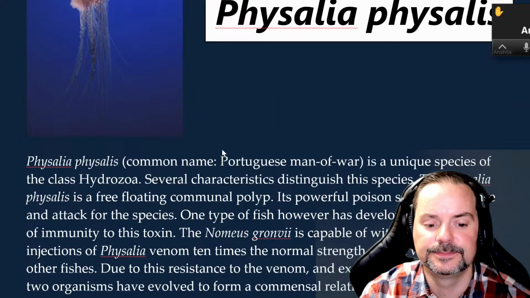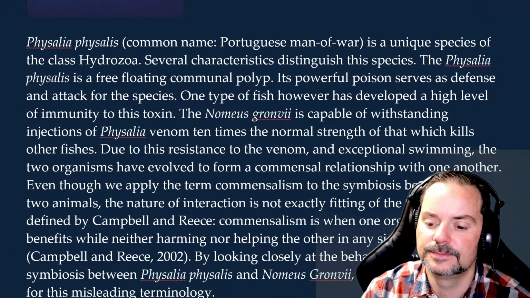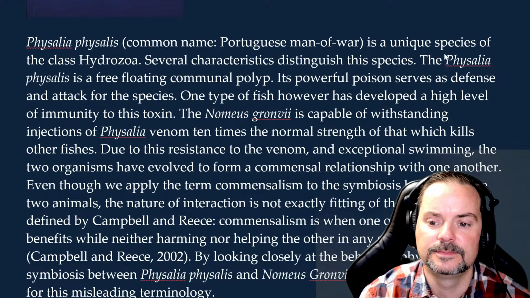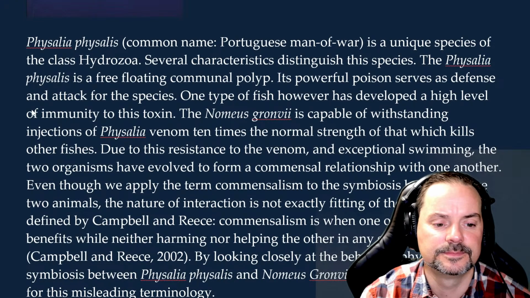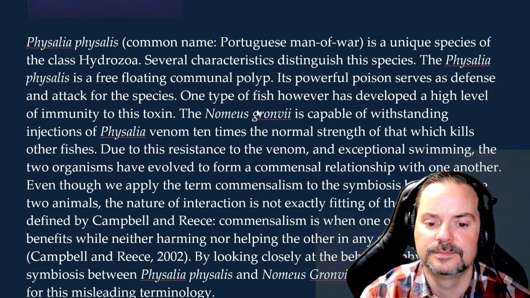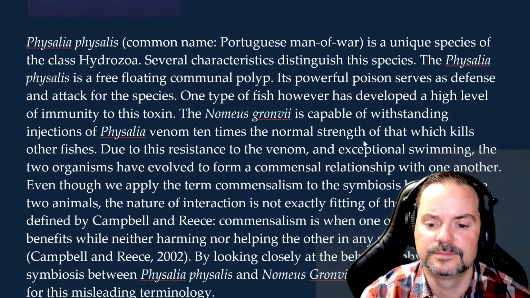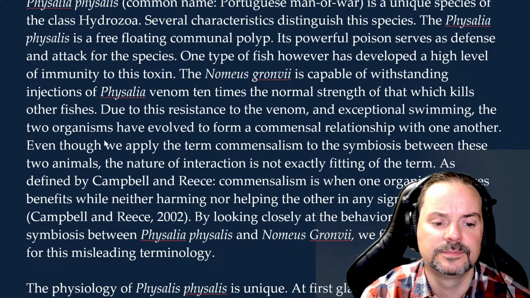Physalia physalis, common name, Portuguese man of war, is a unique species of the class Hydrozoa. Several characteristics distinguish this species. The Physalia physalis is a free-floating communal polyp. Its powerful poison serves as a defense and attack for the species. One type of fish, however, has developed a high level of immunity to this toxin. The Nomius goronoi is capable of withstanding injection of Physalia venom 10 times the normal strength of that which kills other fishes. Due to this resistance to the venom and exceptional swimming, the two organisms have evolved to form a commensal relationship with one another.